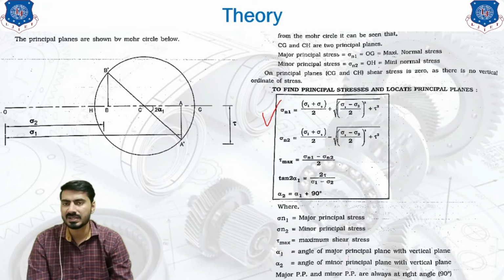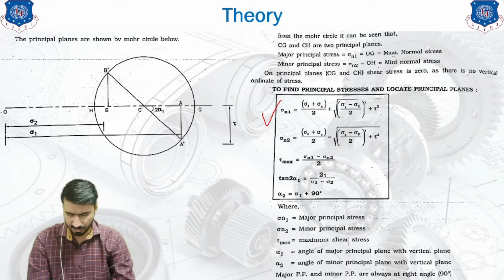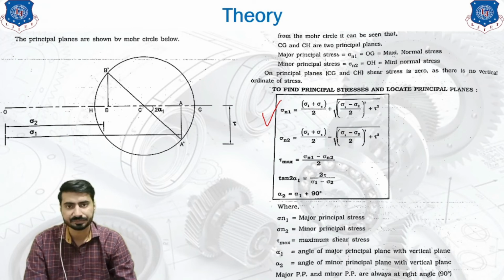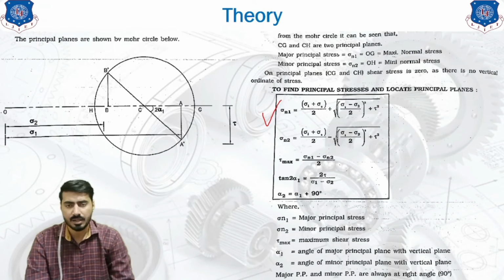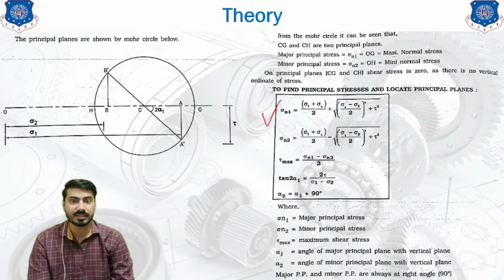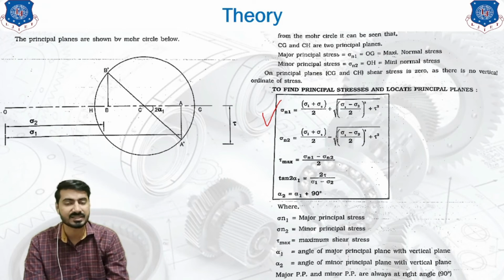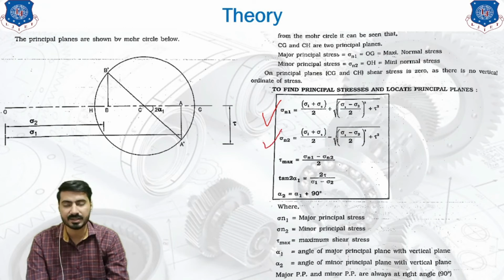There are basically two types of the principal plane, major principal plane and minor principal plane, of major significance. Intermediate plane is generally not asked. For the major principal plane, the stress which is acting on that plane can be written as sigma n1, and for the minor principal plane, the stress which is acting is considered as sigma n2. Sigma n1 and sigma n2, both equations are almost similar except this sign. Here it is a positive and here it is a negative. So both the signs are different, but otherwise the equations are almost the same.